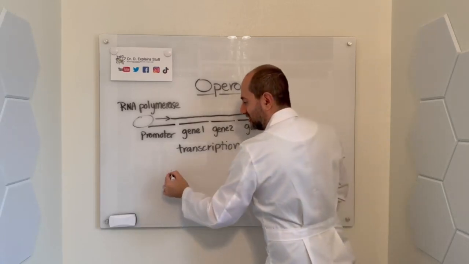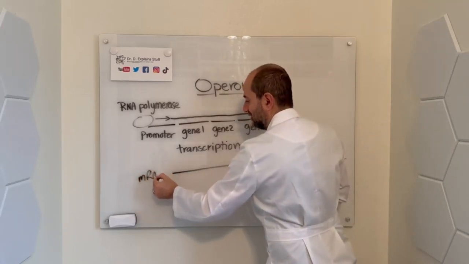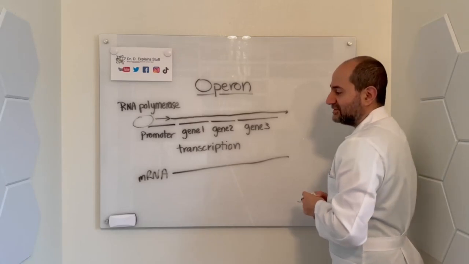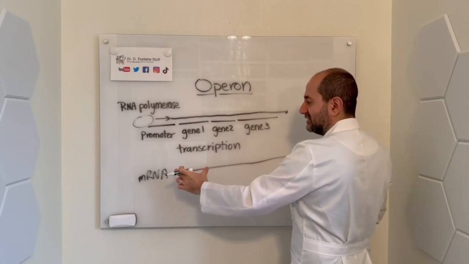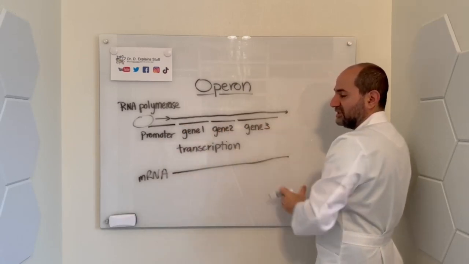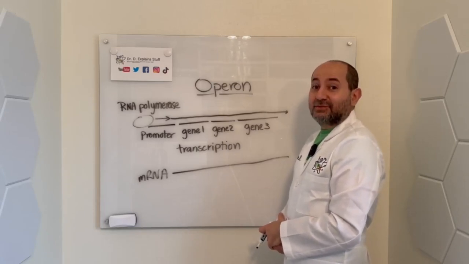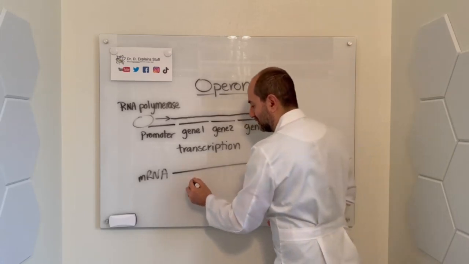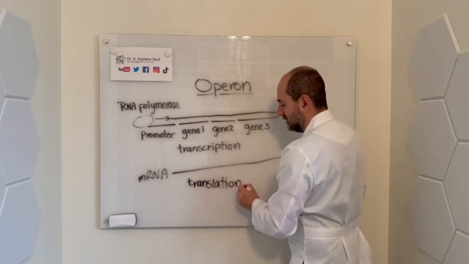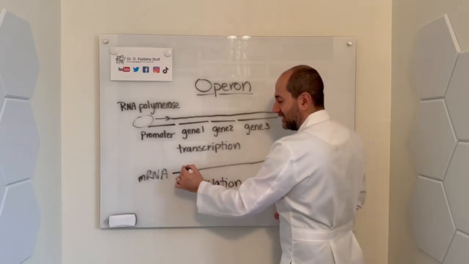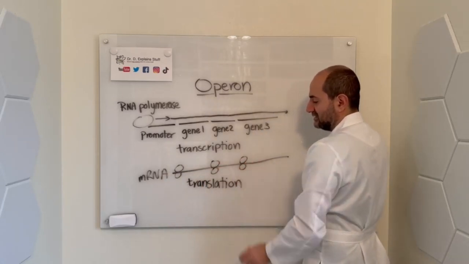This means that you end up with a super long mRNA. This mRNA is very long because, even though it's one long mRNA, it has information for 3 different genes, which means it possesses the information to synthesize 3 different proteins through translation. So during translation, a ribosome might attach here, a ribosome can attach here, and a ribosome can attach here.